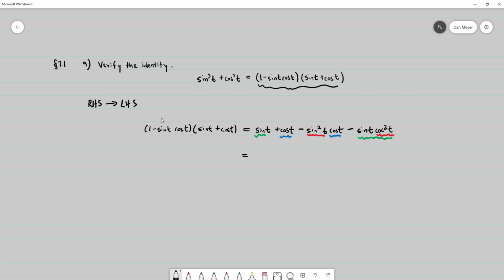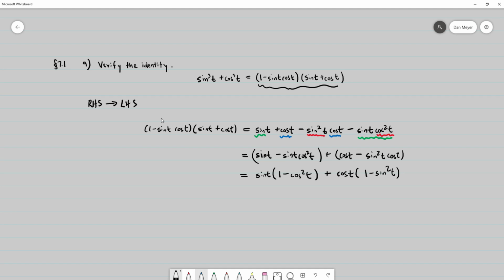So let's get my sine t terms first. I got a sine t minus sine t cosine squared t. Those are my sine terms that I have. And then my cosine terms, we have a cosine t minus sine squared t cosine t. Now we can factor out a sine t here. Got sine t times 1 minus cosine squared t. And we can factor out a cosine t in the second group. Cosine t times 1 minus sine squared t.